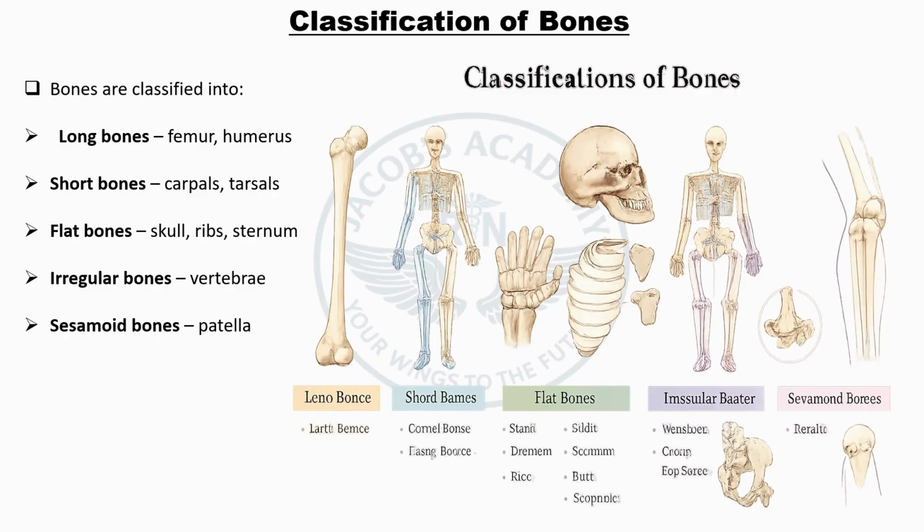Second, short bones like the carpals and tarsals, which provide strength and stability. The third one, flat bones, which include skull, ribs and sternum, and which mainly protect vital organs. So coming to the fourth one, irregular bones such as vertebrae, which have complex shapes. And finally, sesamoid bones like the patella, which are embedded in tendons.